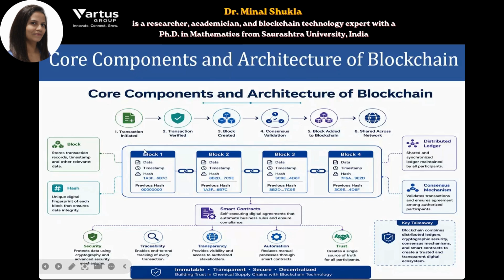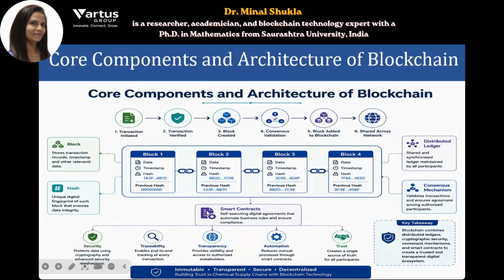After that, all these blocks will rely upon a smart contract, and what execution features need to be highlighted. A smart contract is nothing but a digital code which provides security to our entire blockchain ecosystem. So what is a consensus mechanism? It validates transactions and ensures agreement among authorized participants. What is a distributed ledger? A shared and synchronized ledger maintained by all participants. Smart contracts are self-executing digital agreements that automate business rules and ensure their compliance.